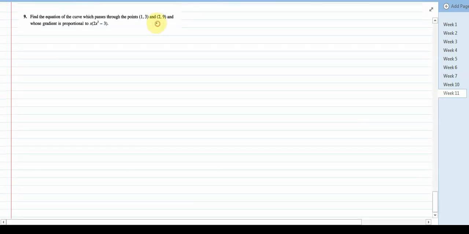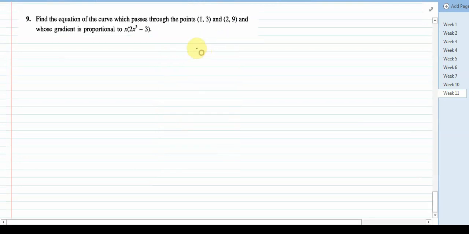It's question number 9, and the question says: find the equation of the curve which passes through the points (1, 3) and (2, 9) and whose gradient is proportional to x times 2x square minus 3.